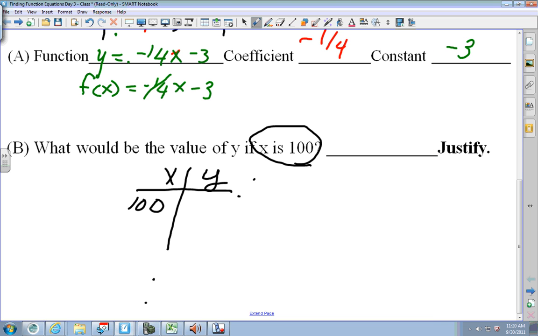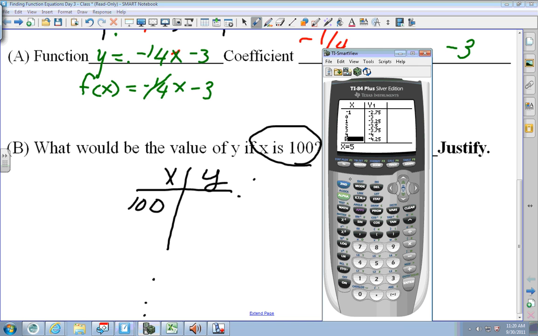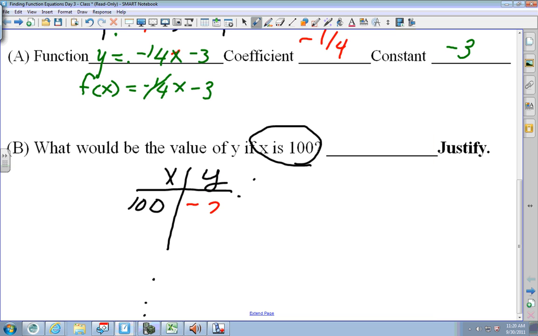Well, darn, here goes the pen again. Go to second window, type in 100, and then go to second graph. There's my answer over here, negative 28. Negative 28. Let's try the next one.